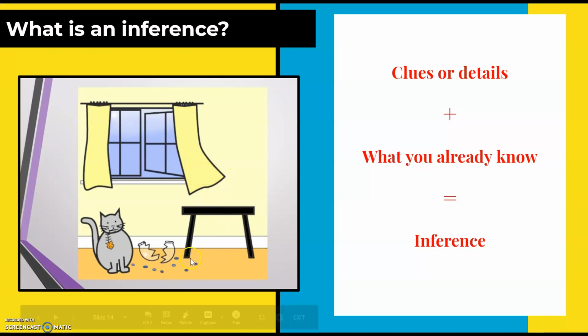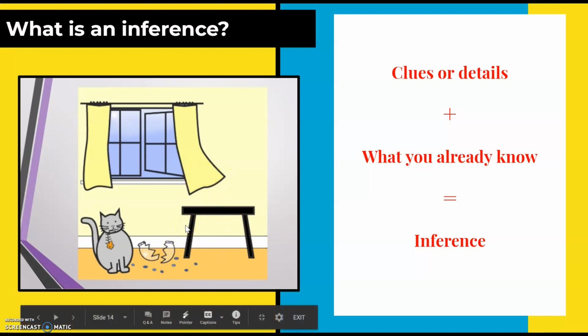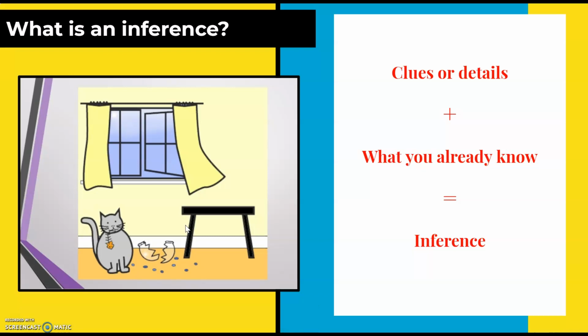For example, in this picture, we can see that something happened with a cat. Well, some clues and details that I see in the picture is that there's a glass that's knocked over, the cat's eating a fish, and I'm going to combine that with things I already know about cats. Well, I know that cats like to eat fish, so based off the details and clues I see in the picture and what I already know about cats, I can make an inference or draw a conclusion that the cat probably jumped up on the table, knocked over the fish bowl in order to eat the fish.